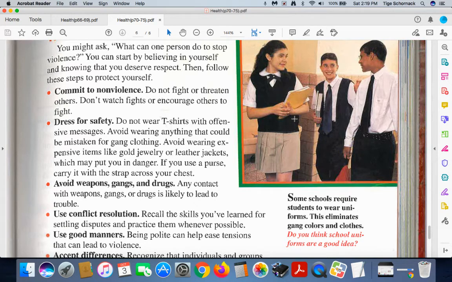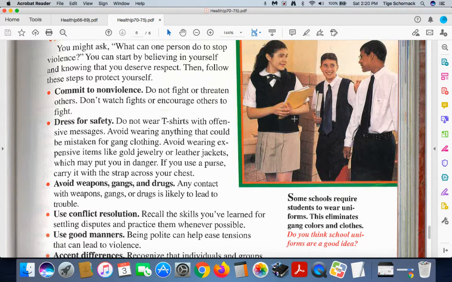Dress for safety. Don't wear t-shirts with offensive messages. Avoid wearing anything that could be mistaken for gang clothing. Avoid wearing expensive items like gold jewelry or leather jackets, which may put you in danger. If you use a purse, carry it with you and strap it across your chest. Again, that's why we don't allow you to wear bandanas. It's why we don't allow you to wear, again, certain colors, certain things on you.